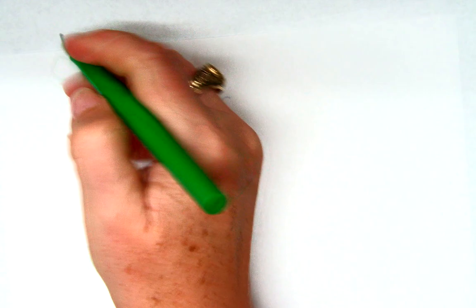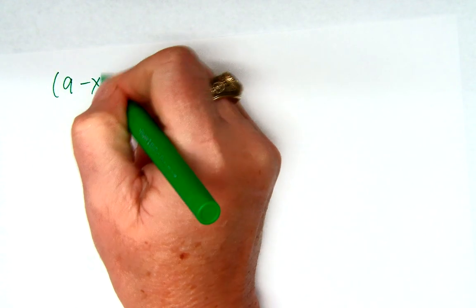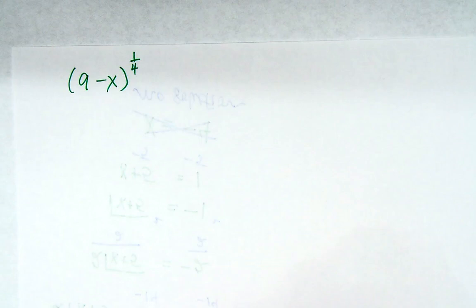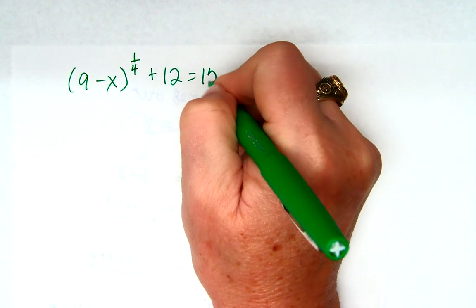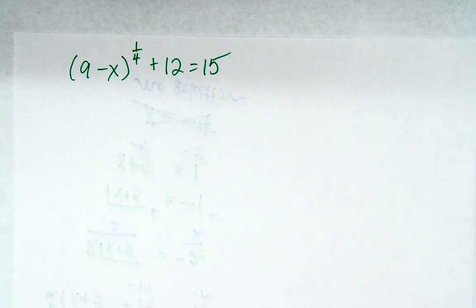I have one more example for you. 9 minus x to the 1/4 power plus 12 equals 15.